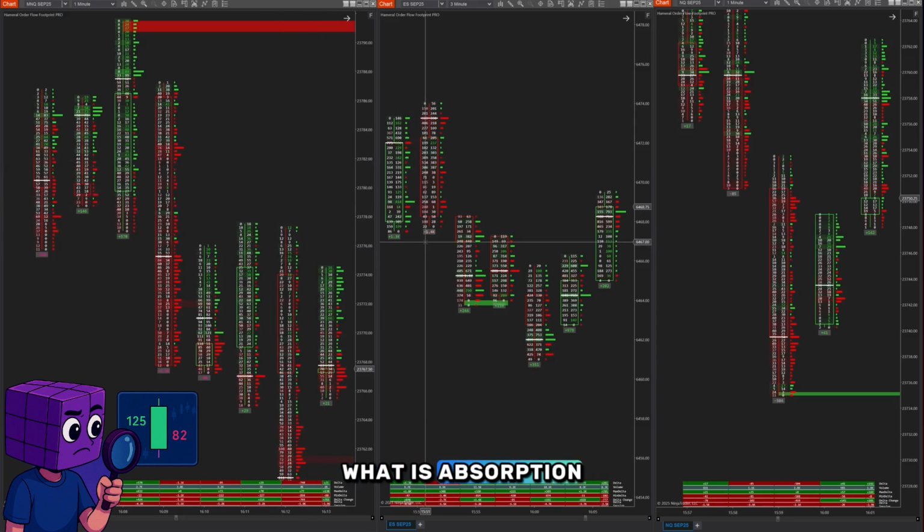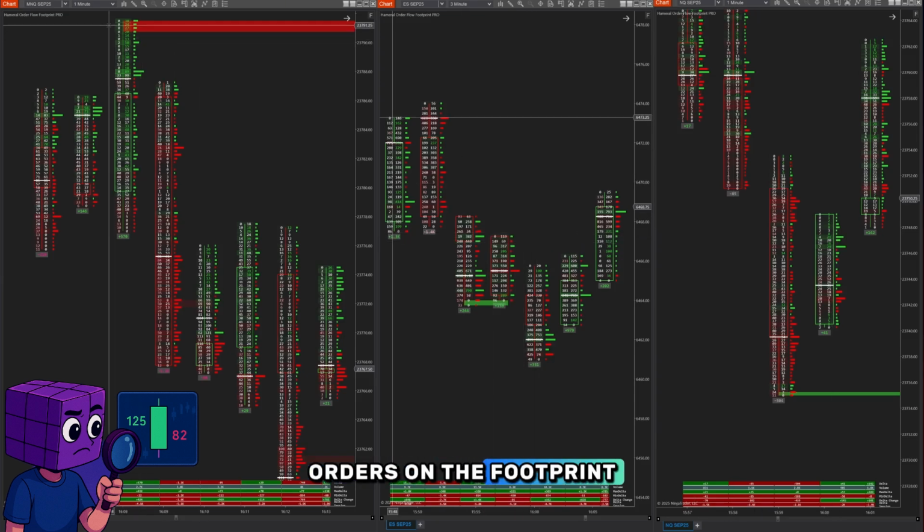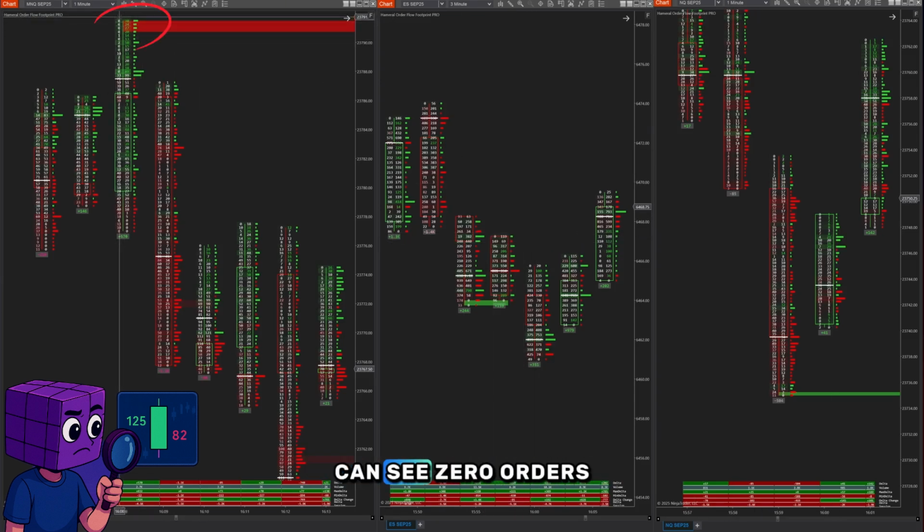What is absorption? The footprint shows us the market orders when traders press the buy or the sell button. We can see the orders on the footprint. For example, here we can see 0 orders on the bid, 38 on the ask. Here we can see 17,174 bid, 0 ask. We can also see here, for example, 23 bid, 10 ask.